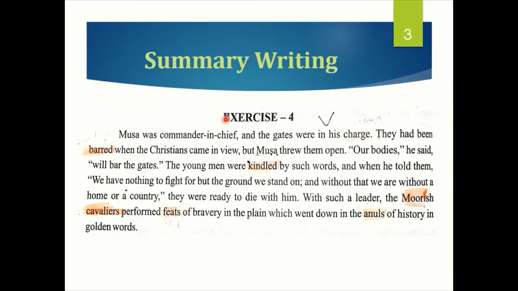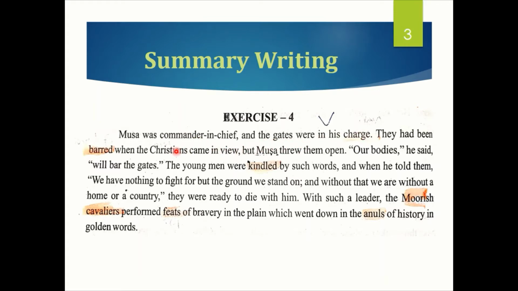So this is your paragraph number 4. As you already know, when we have a passage to summarize or to make a précis, first we should read it twice or thrice. It is for you to read it, but here we'll just read it once, as you have already read it. Musa was commander-in-chief and the gates were in his charge.